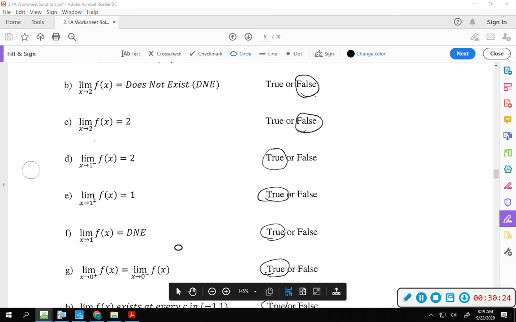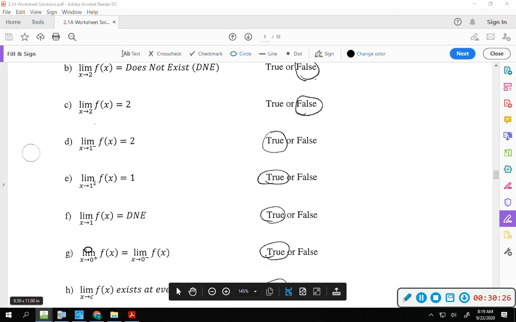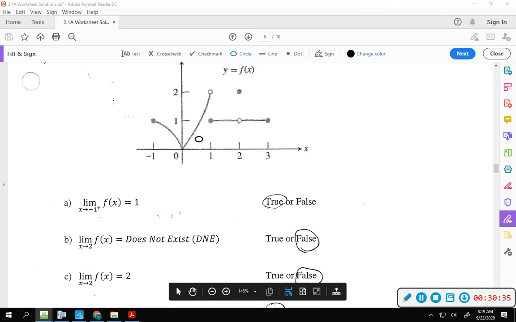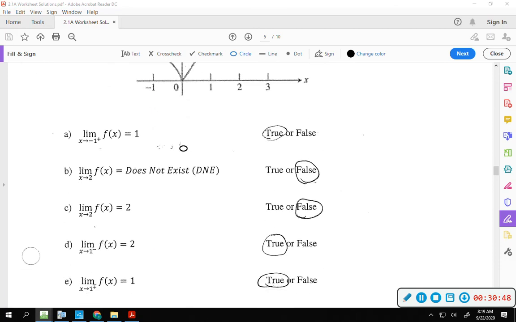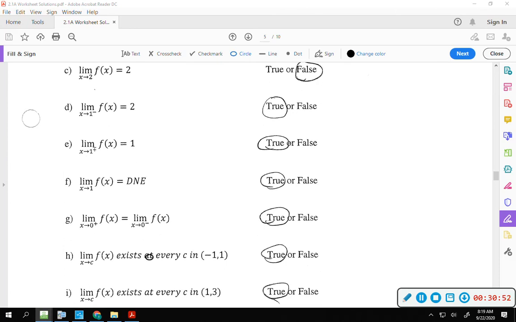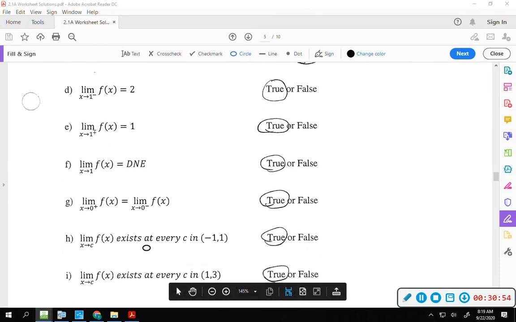G. This says the limit as x approaches 0 from the right equals the limit as x approaches 0 from the left. You can always see it's true, but let's go up and take a look. The limit as x approaches 0 from the right, the y value is getting closer and closer to 0. The limit as x approaches 0 from the left, the y value is getting closer and closer to 0. It's true. The limiting value is 0. So that's true. These are the two that tend to give students more difficulty than anything.